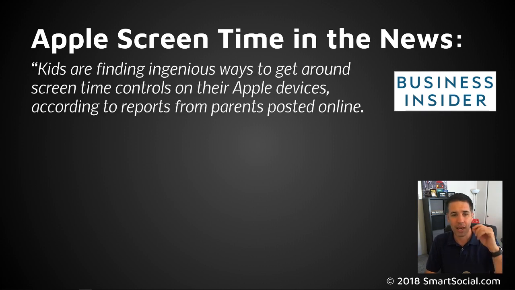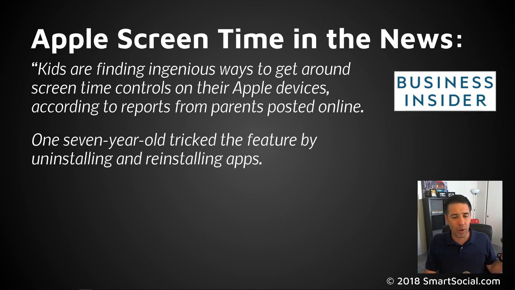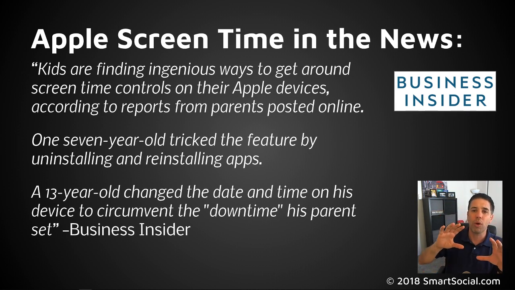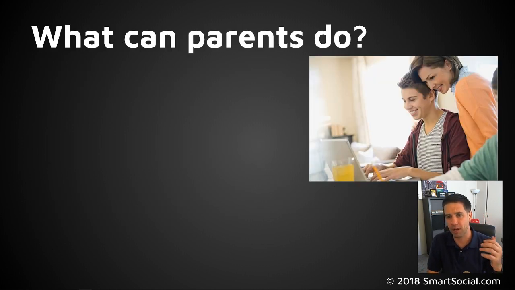Business Insider says kids are finding ingenious ways to get around screen time controls on their Apple devices, according to reports from parents posted online. One 7-year-old tricked the feature by uninstalling and reinstalling Instagram a few times. A 13-year-old changed the date and time on his device to circumvent the downtime. Kids are geniuses. That's why we've got to work with them. We have to motivate them. And that's what we do in Parent University on steps 1 and 2. We work in the first 60 days to get them motivated for their college experience.